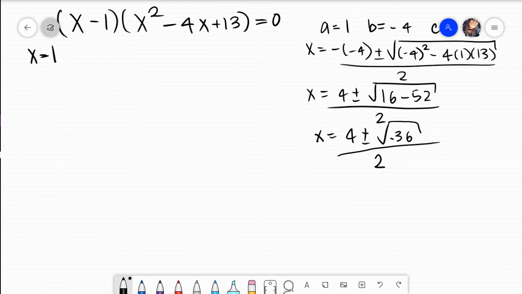So what I get is x equals 4 plus or minus. You're going to take the square root of 36 and get 6. That imaginary unit comes out because of that negative under the square root. And then we have over 2. We could actually make this 2 plus or minus 3i. And so those would actually be our two roots right there.